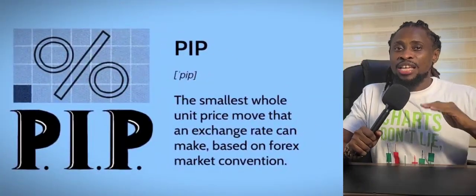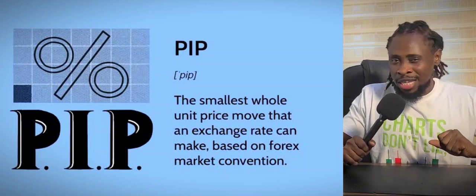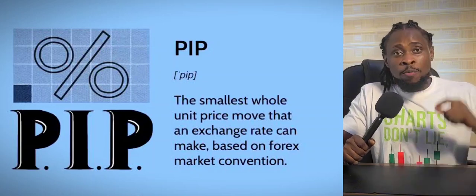Now, while trading the market, the movement of price from one point to another point is also measured in pips. That is, the distance from one price point to another price point is called pips, P-I-P-S. For example, price can go from $1 to $2. The distance between $1 and $2, that measurement is called pips.